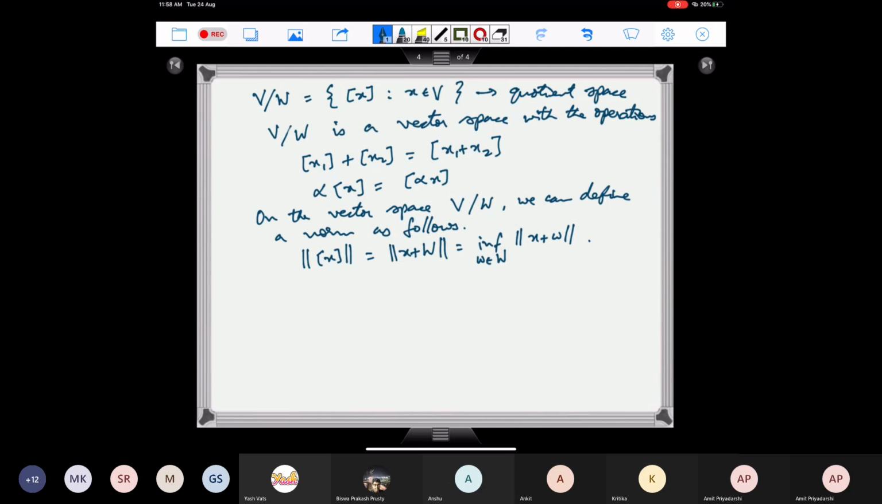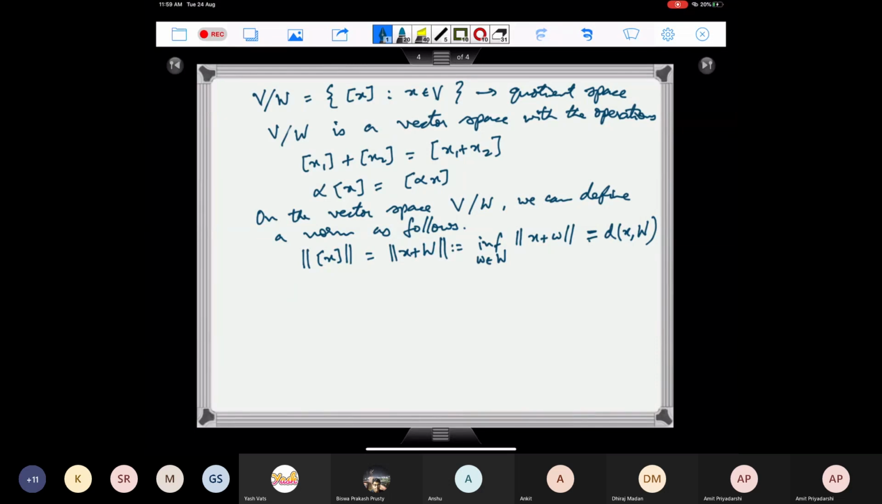Will it be the same as d(x, W)? You had defined a notion of distance between a point and a subspace also. Yes, this is the same as the distance of x to the subspace W, because plus w and minus w can be interchanged. So you can also see this as just the distance of the point x from the subspace W.